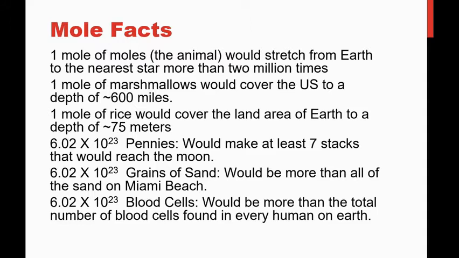A mole of grains of sand, or 6.02 times 10 to the 23rd grains of sand, would be more than all of the sand covering Miami Beach. And 6.02 times 10 to the 23rd blood cells would be more than the total number of blood cells found in every single human being on Earth. That is a huge number.